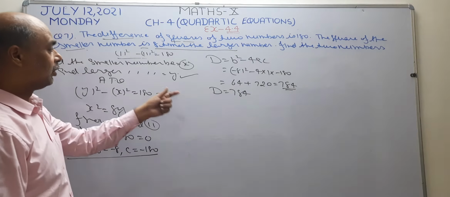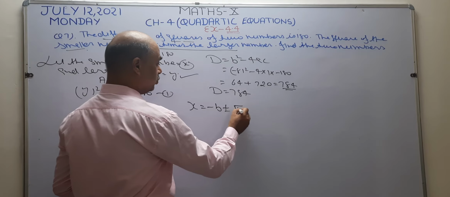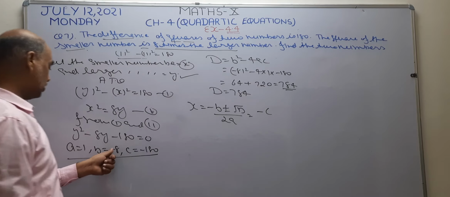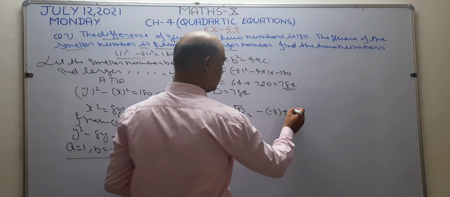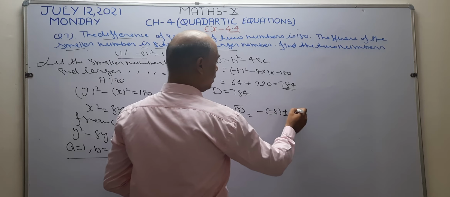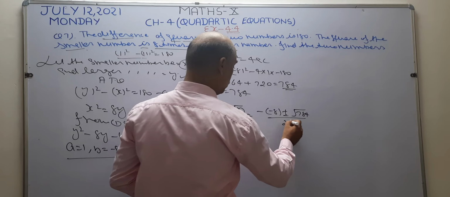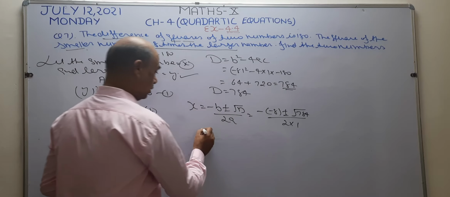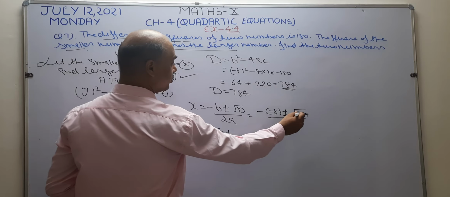Okay. Now I'm going to use quadratic formula. Quadratic formula is minus B plus minus root D upon 2A. What is the value of B? Value of B is given minus 8. So right here minus 8 plus minus root D. So D is 784 upon 2 into A. Value of A is 1. So right here 1. Now minus minus plus 8 plus minus 784.